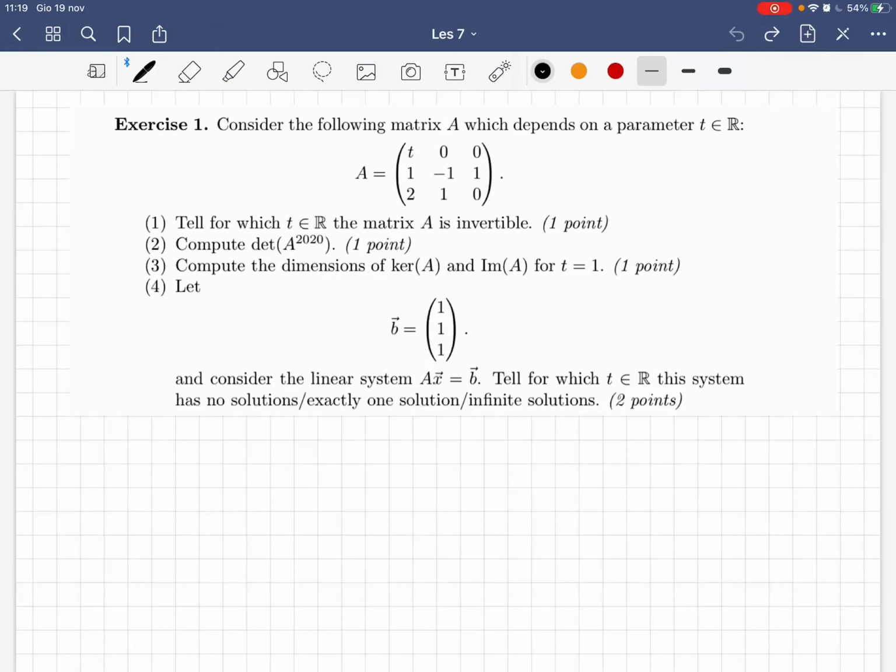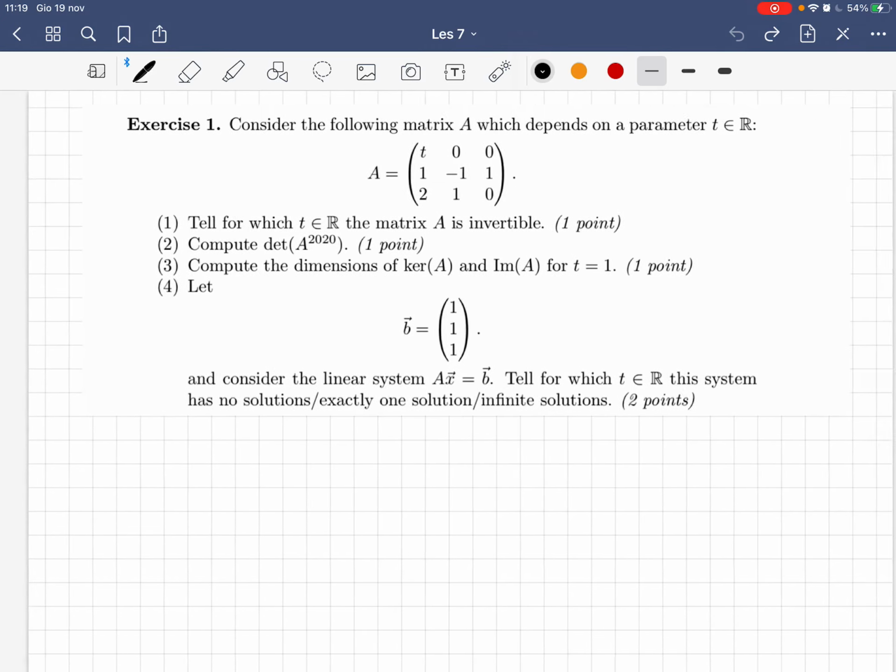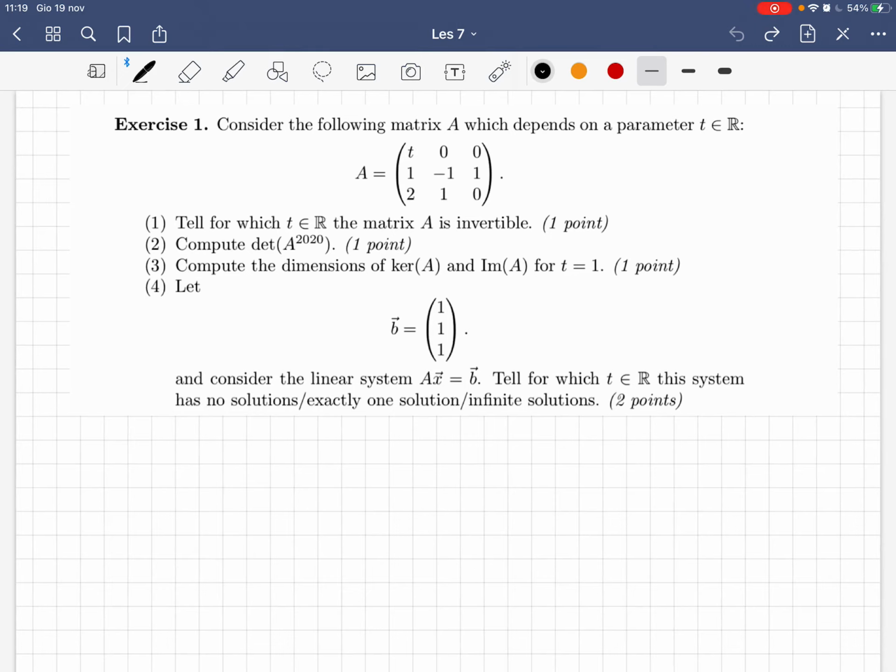Hello and welcome back. Today we have some more exercises, and in particular, they're going to be on determinants. So, as usual, let's start and solve the given exercises.